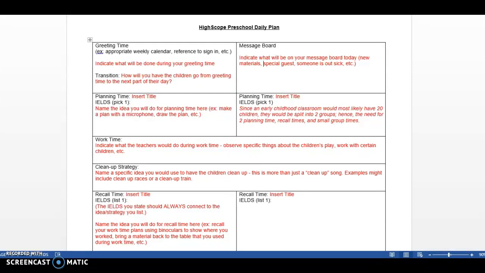And this will be applying the content that we've been reviewing and learning throughout the semester. So you can see that the first part of the daily plan always starts with the greeting time. So you're going to put in there what you would do at your greeting time. You're also going to indicate what types of information are going to be on your message board. Again, get creative, pretend it's a day in the life of your classroom, and just put on there some information that you might announce in your preschool day.